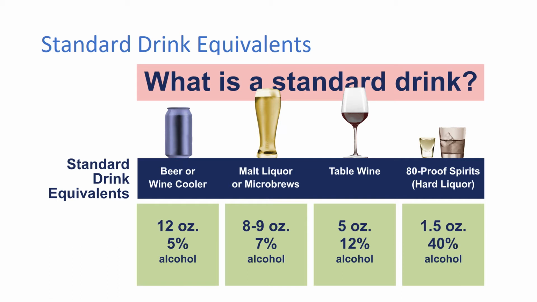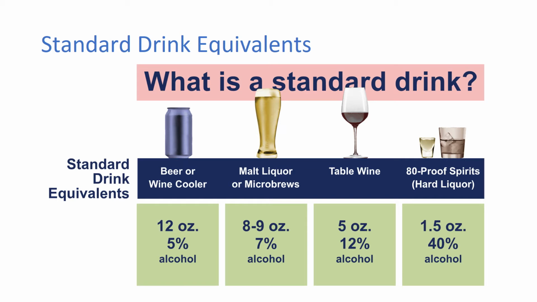Moving up slightly from there will be malt liquor beverages or microbrews. Typically, a serving will be defined as 8 to 9 ounces and 7% alcohol. It is worth noting that they are rarely sold in those serving sizes, so it's worth paying attention to both the serving size and the alcohol content for those drinks. And then with table wine, typically you'll see about 12% alcohol and a 5-ounce glass of wine. In the image here, you note that it is less than halfway full. It can be hard to determine exactly what is a serving of wine.